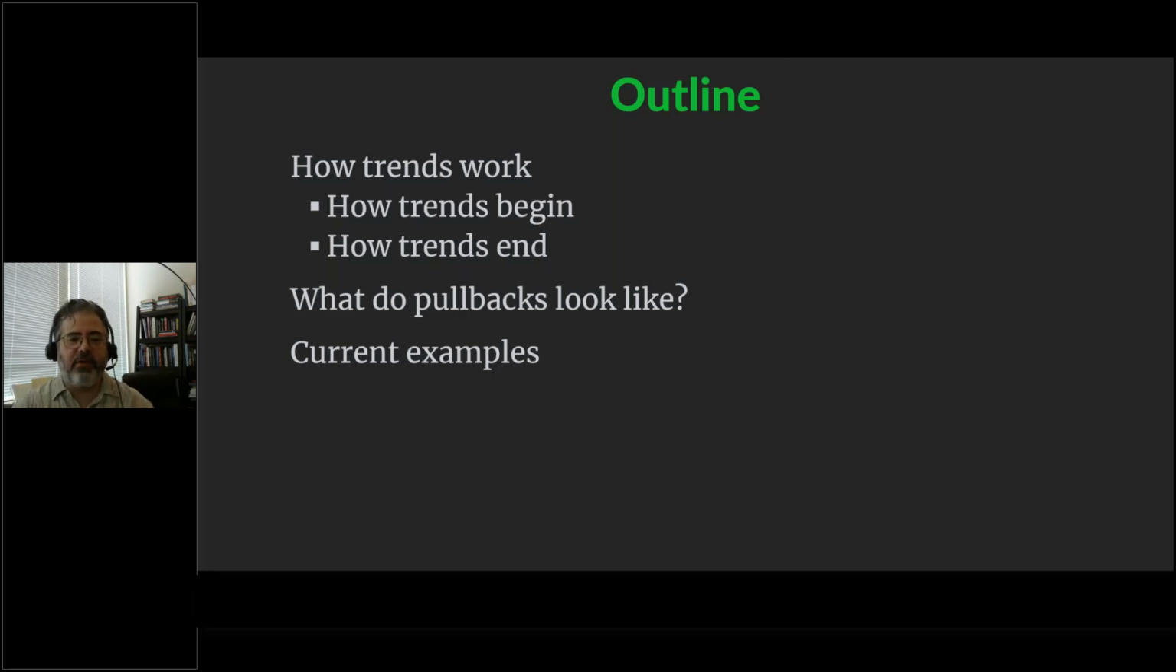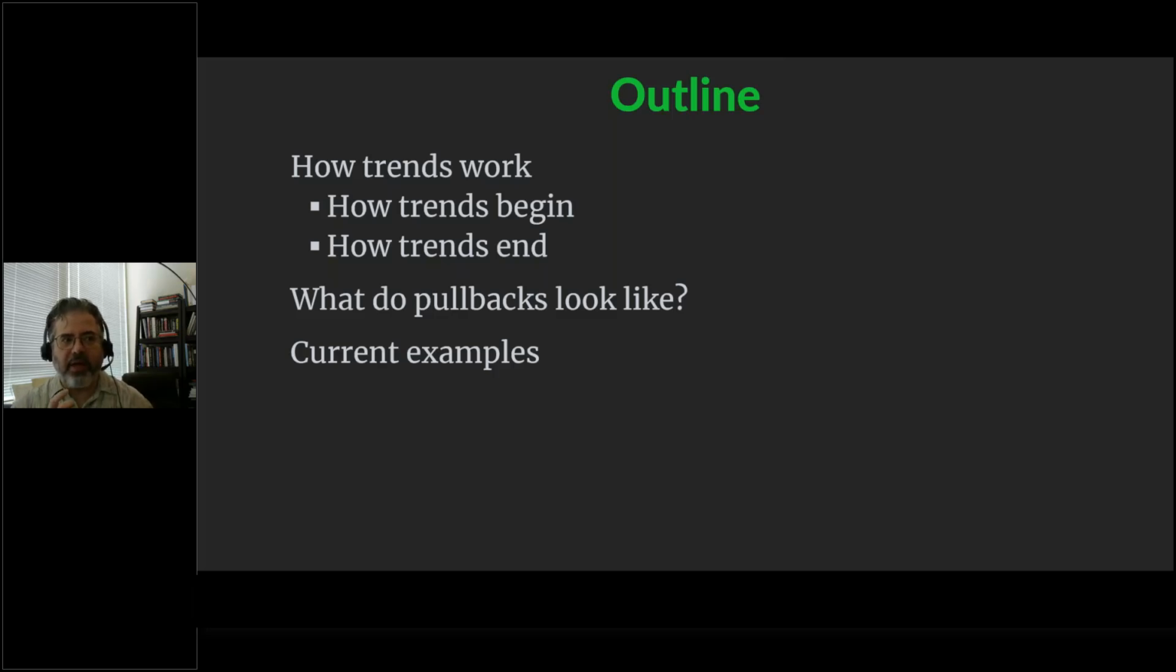So here's what we're going to do today. We are going to look at trends. We're going to talk especially about how trends begin and how trends end. The middle part of a trend, the easy part of a trend, is easy. If you were able to identify with any degree of reliability, if you had some magic crystal ball and you knew that a market would continue to trend, it would be extremely easy to trade.